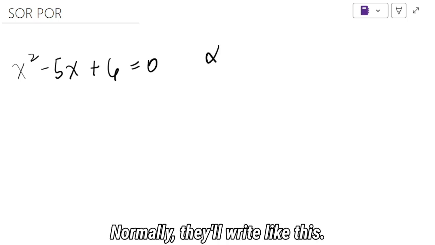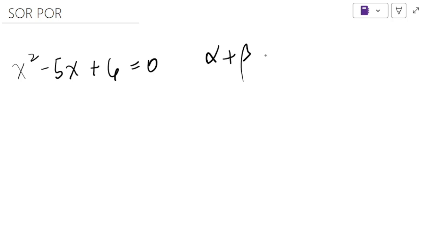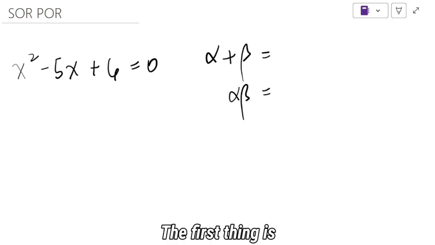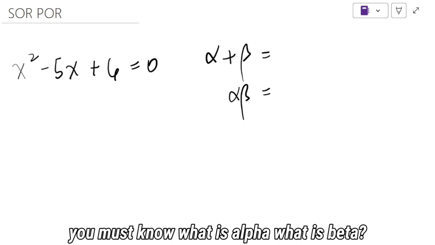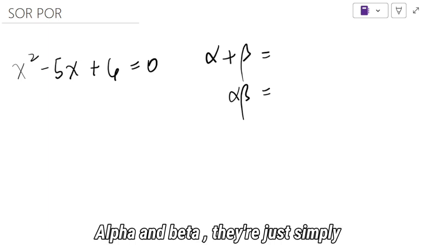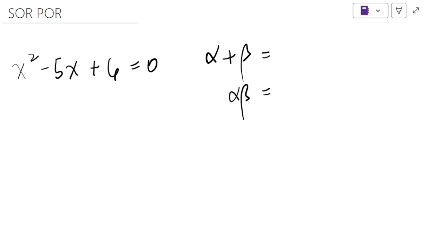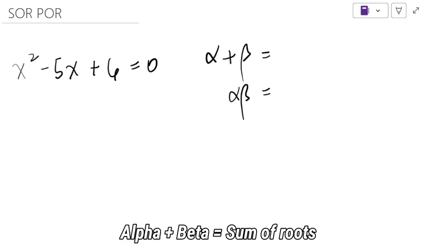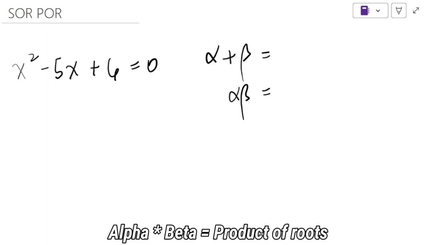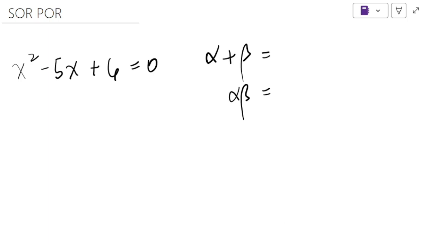Normally they'll write it like this: alpha plus beta or alpha times beta. The first thing is, you must know what alpha and beta are. Alpha and beta are simply the roots of a quadratic. The first root is called alpha, the second root is called beta. When we write alpha plus beta, it is the sum of roots. Alpha times beta is the product of roots. Does it make sense? Right.